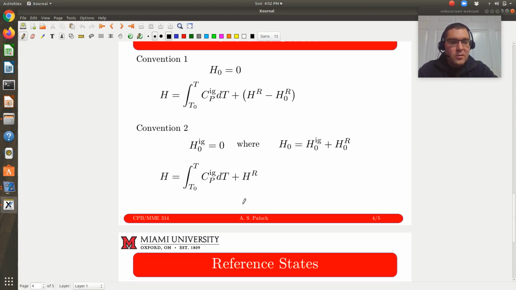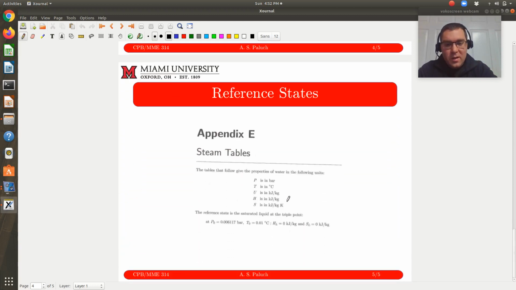And so here's the cover info for Appendix E in the steam tables. If you notice, they tell you the reference state is the saturated liquid at the triple point. So they're defining their 0 as a saturated liquid at the triple point, and everything's defined in relation to that point.